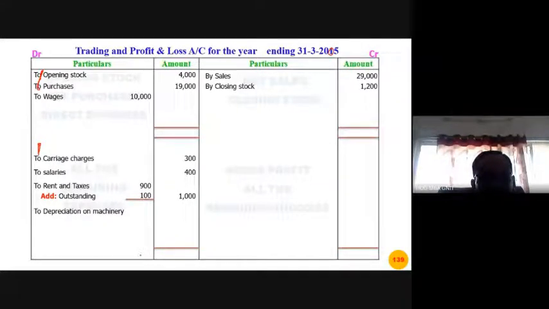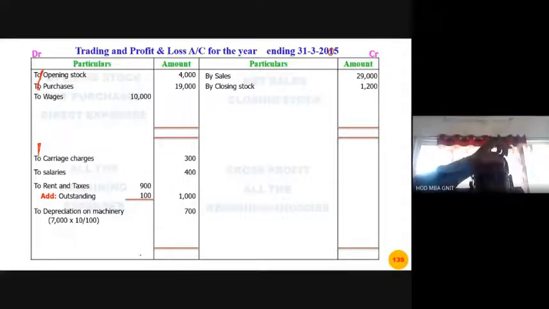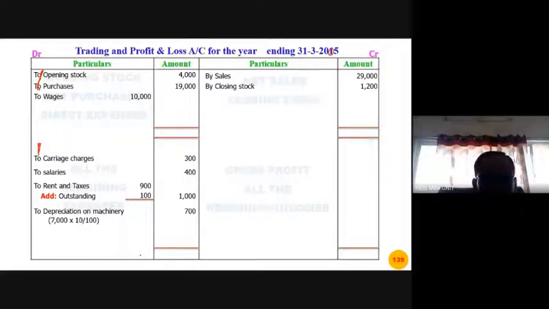Depreciation is a loss or economic cost that is incurred. That depreciation can be calculated by the office people. So it is to be 10%. 7,000 machinery value into 10 by 100, 700. Once it is to be shown on the debit side of profit and loss account.